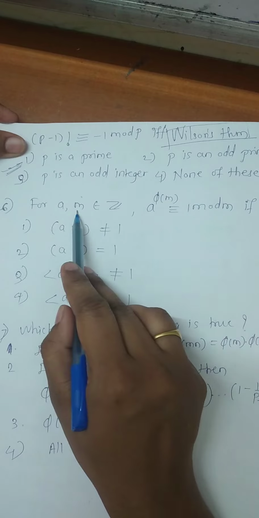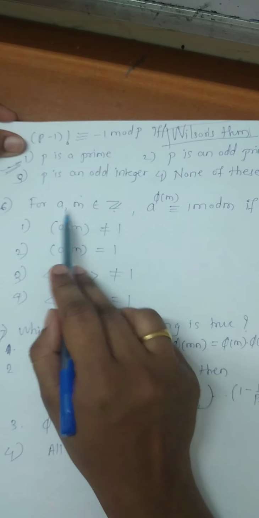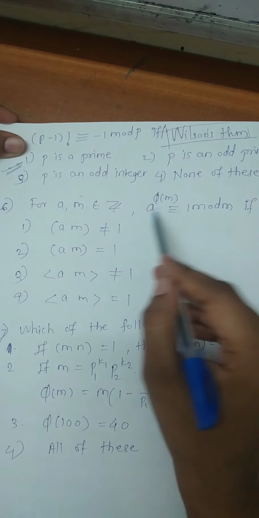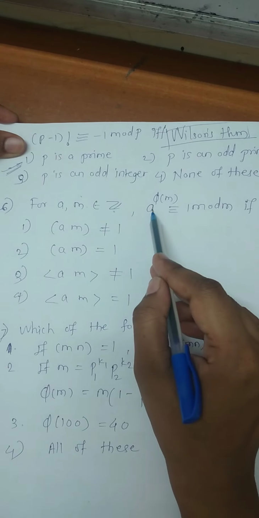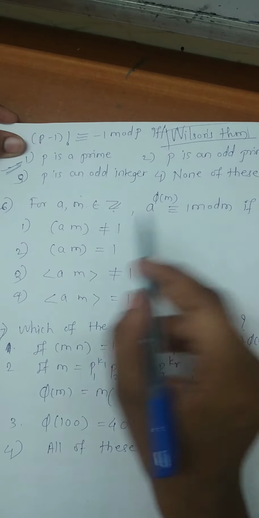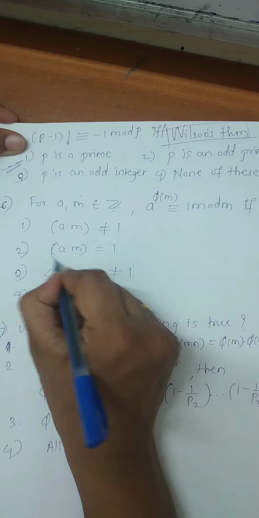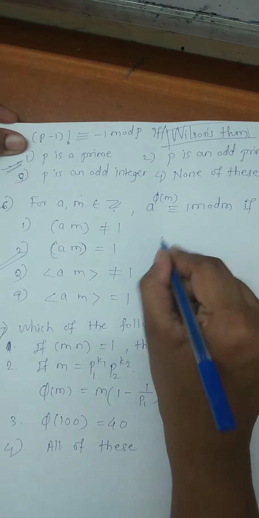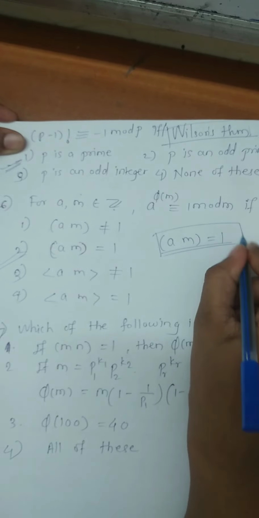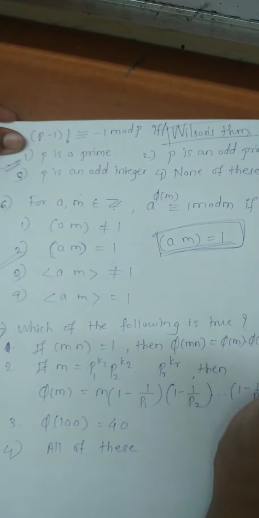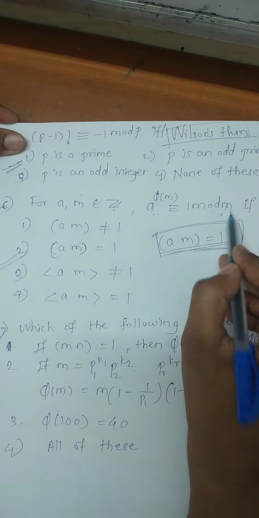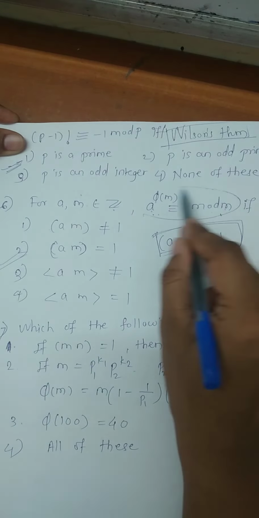Here this is the Euler phi function. If a and m both belong to the set of integers, then a to the power phi of m is congruent to 1 mod m if and only if GCD of a and m is 1. When we apply Euler's phi function, if GCD of a and m is 1, then we can write like this.